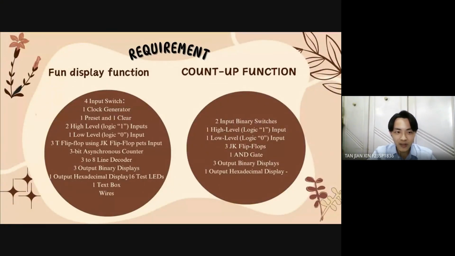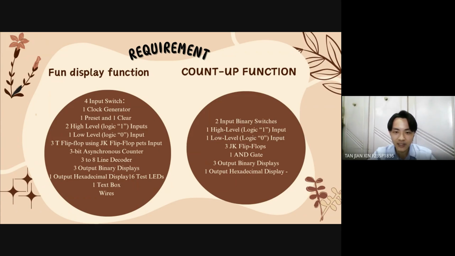These are the components of the clock enable function. We have 4 input switches, which include 1 clock generator, 1 preset and 1 clear, 2 high-level logic 1 inputs, 1 low-level logic 0 input, 3 T flip-flops using JK flip-flop positive input, a 3-bit asynchronous counter, a 3 to 8 line decoder, 3 output binary displays, 1 output hexadecimal display, 16 test LEDs, 1 text box, and wires.